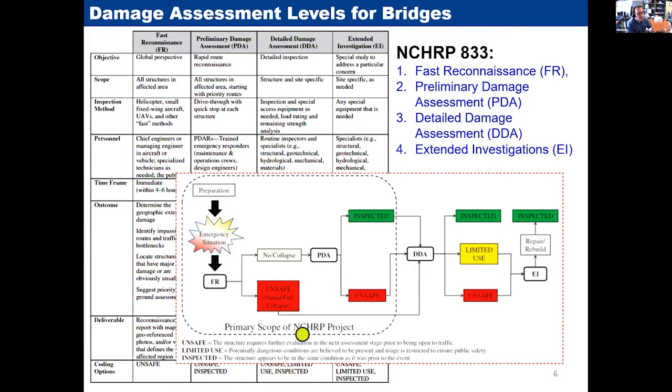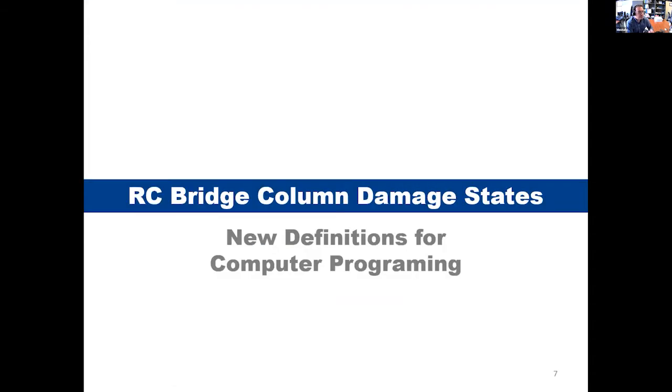Red means the bridge is no good, you have to shut it down right away. Yellow means only first responders can use it for a while. And green means everyone is allowed to use the bridge. So the timeline is very important, and tagging with these color codes is very important too. We adopted this NCHRP report, which was not just for bridges but for all transportation infrastructure, for just bridge evaluation as well.